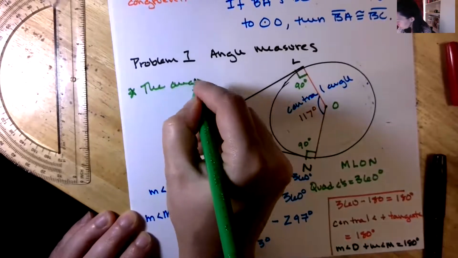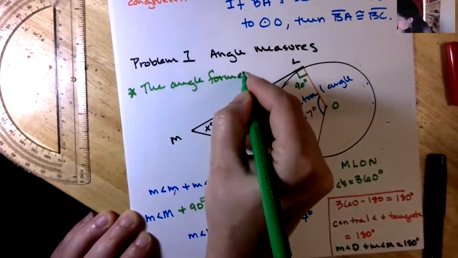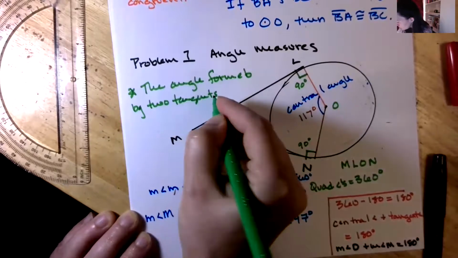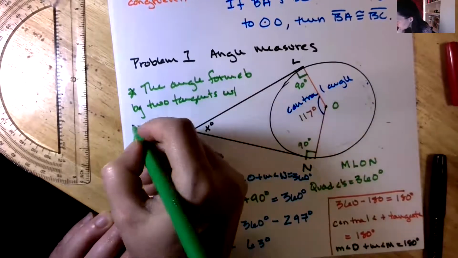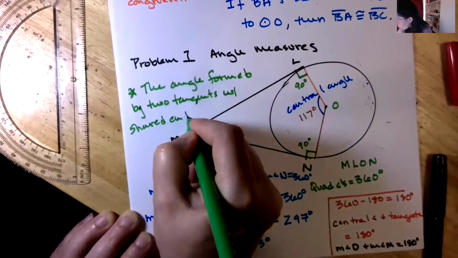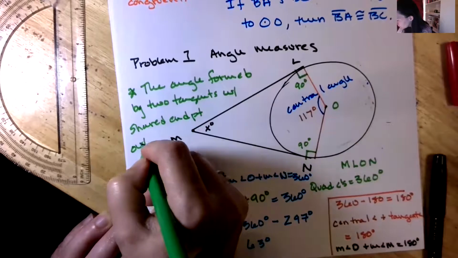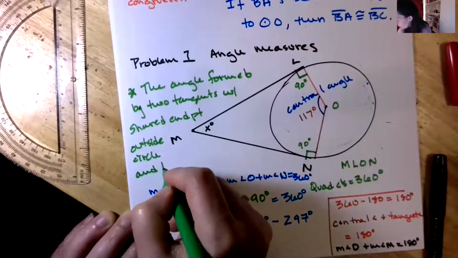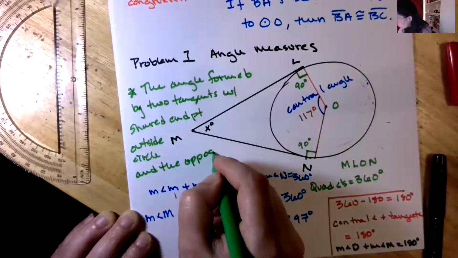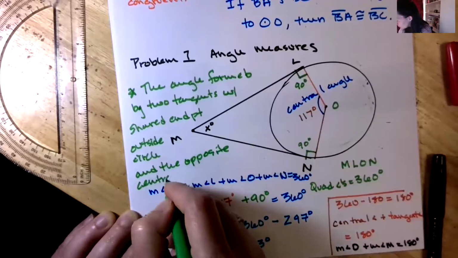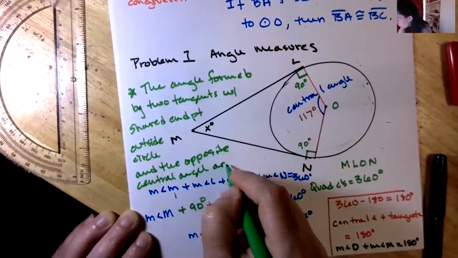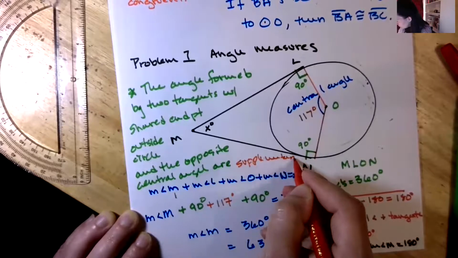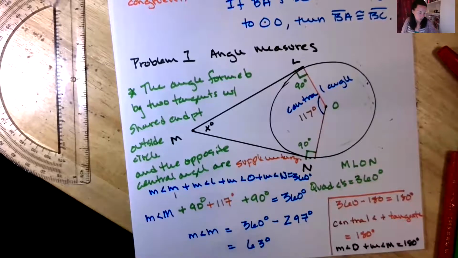The angle formed by two tangents with a shared endpoint, I may run out of room, outside the circle, and the opposite central angle are supplementary. That's another theorem. Okay.